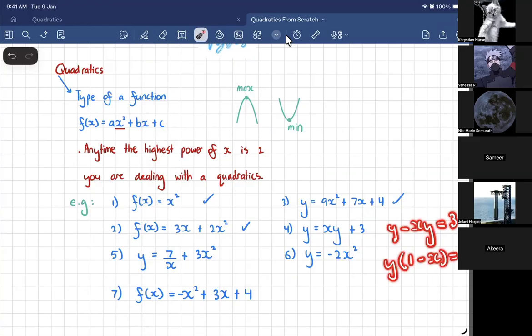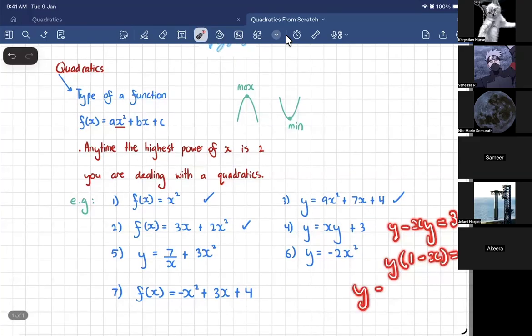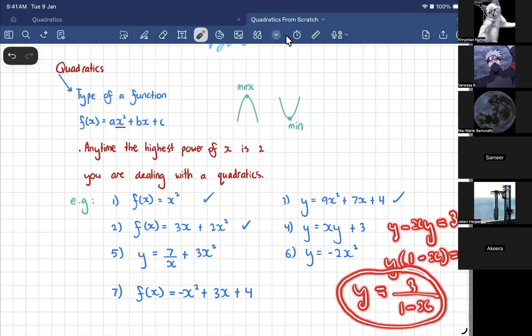And then to find y, you'd have to divide both sides by what? 1 minus x. So you'd see that this function is actually 3 over 1 minus x. Does that look anything like a quadratic? Remotely like a quadratic? No. Guys, does that look like a quadratic? No. I understand now.